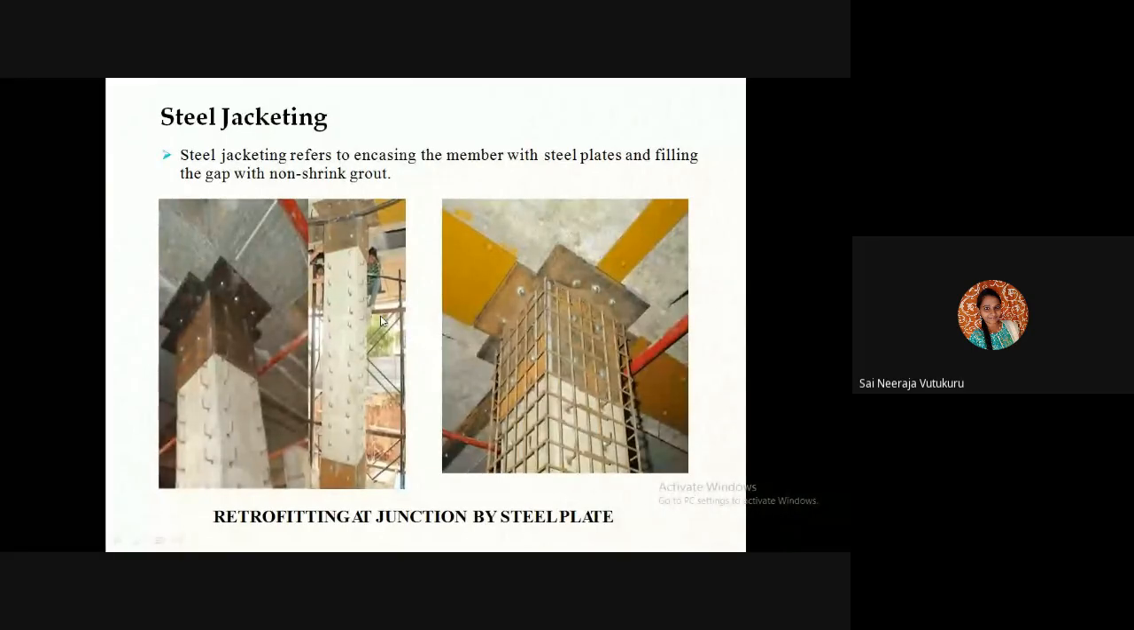Then you have jacketing which is known as steel jacketing, where we provide steel. This steel reinforcement will be provided in the shape of panels, if not in the form of rods, steel rods. Steel jacketing refers to encasing the member in steel plates, filling the gaps with non-shrink grout.